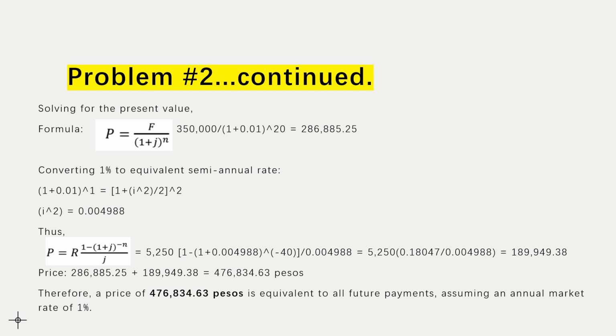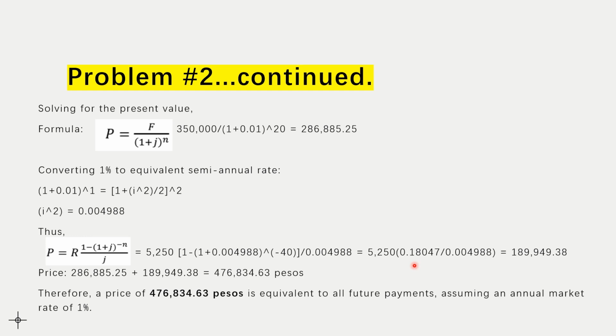So substituting that, as you can see here, let me just get my pointer. We see our negative 40, all divided by 0.004988, which is again our i squared over 2 value. And now we just simplify things and solve it slowly and surely. So we get 5,250, and simplifying everything here, which you can just do on your calculator, we get the value of 0.18047.